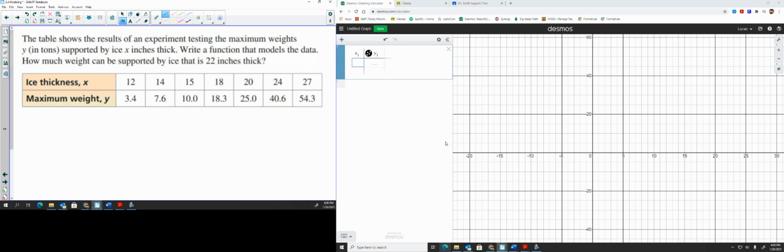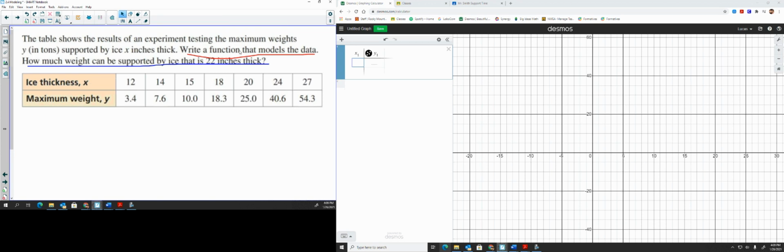Okay, so on the left screen it says the table shows the results of an experiment testing the maximum weights in tons supported by ice that is x inches thick. We want to write a function that models that data, and then we want to figure out how much weight can be supported by ice that is 22 inches thick. So two things we want to do. First, we want to write a function, and then we want to answer this question of how much weight can be supported by ice that's 22 inches thick.